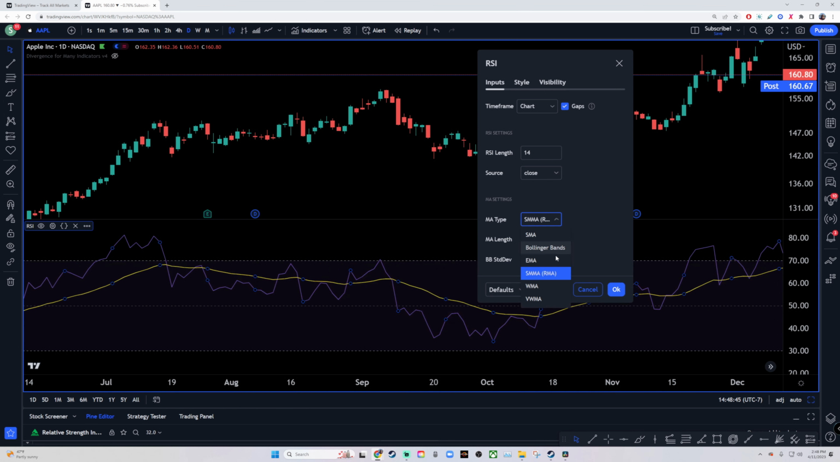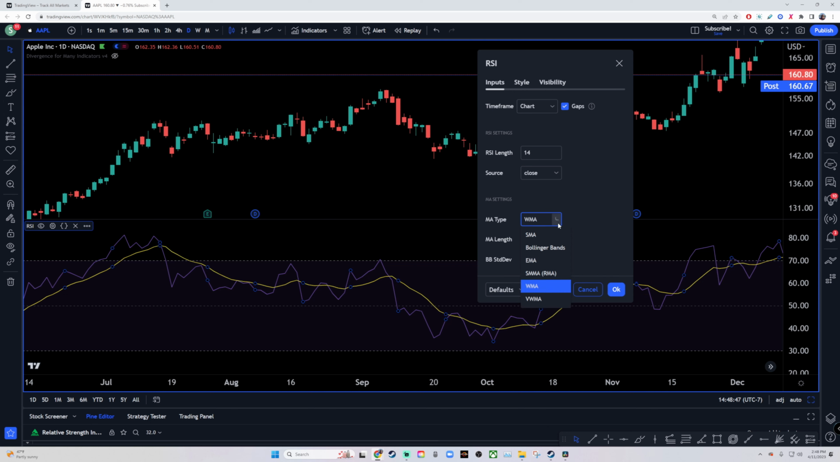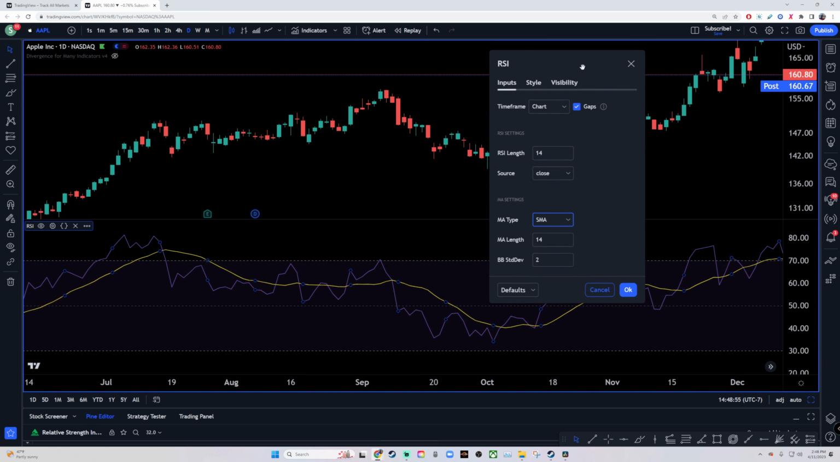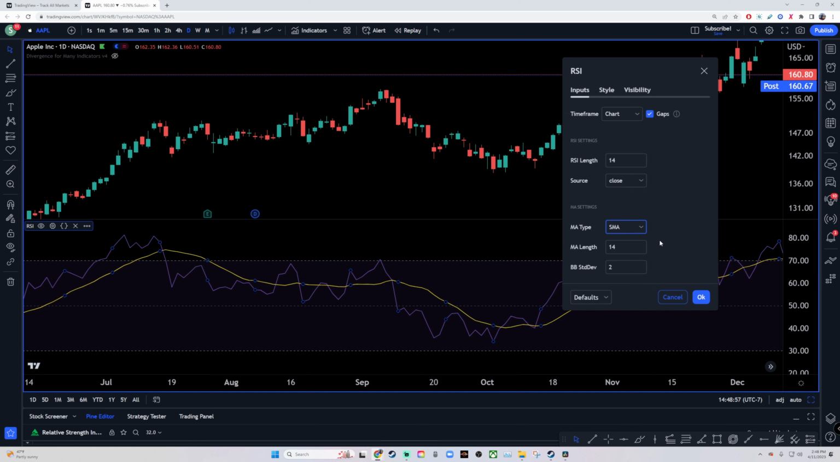Here's how each moving average type can be used with the RSI for bullish and bearish signals that are designed to make you more profit. Now, if you want to change any of these settings for yourself, simply go over to the RSI settings and go to the bottom where it says moving average settings.